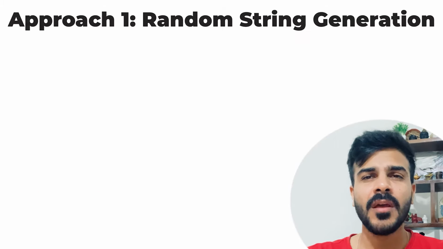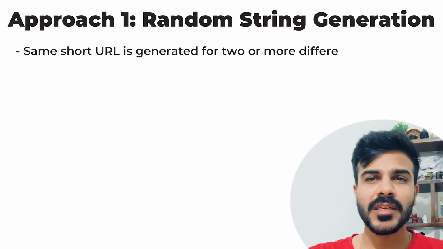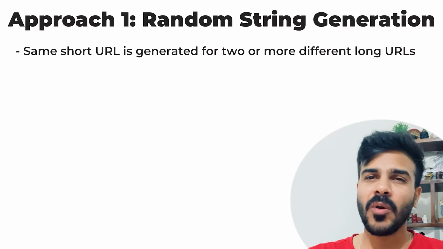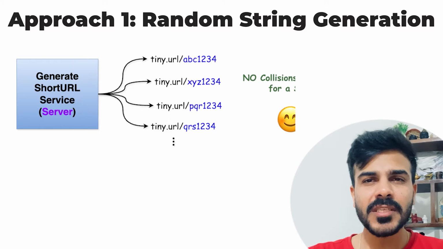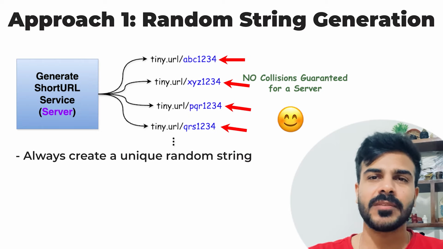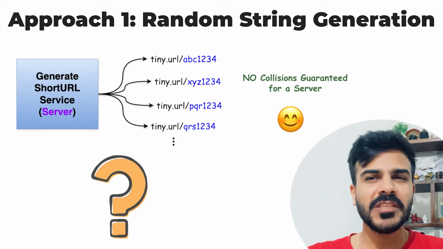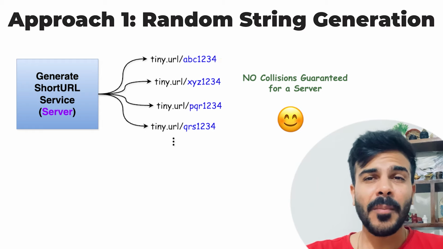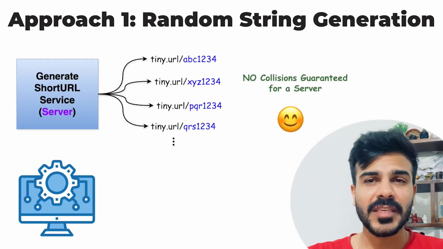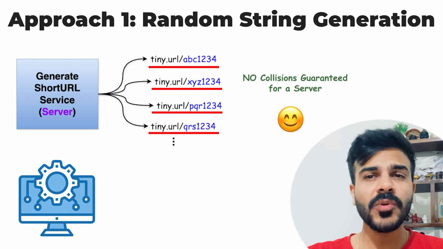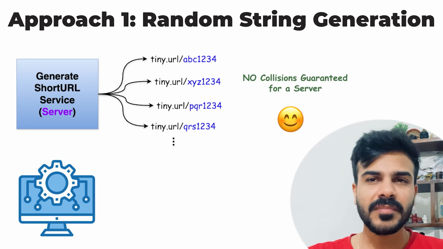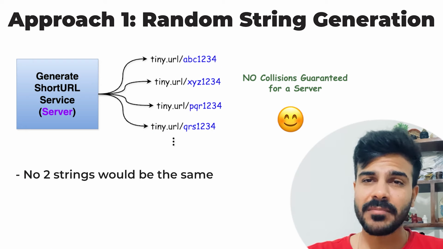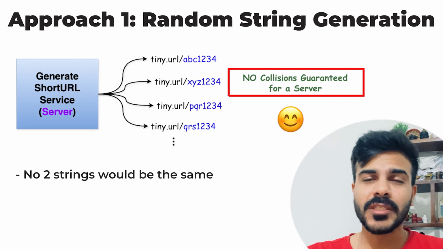Welcome back. So how do we make sure that there are no collisions? Collisions happen when the same short URL is generated for two or more different long URLs. To avoid this, our short URL generator must always create unique random strings. Now you might ask, how can we achieve this? Well, there are many algorithms available that can generate random strings. These algorithms are designed to create a new unique string every time they are run. So no two strings would be the same, which ensures that there would be no collisions.